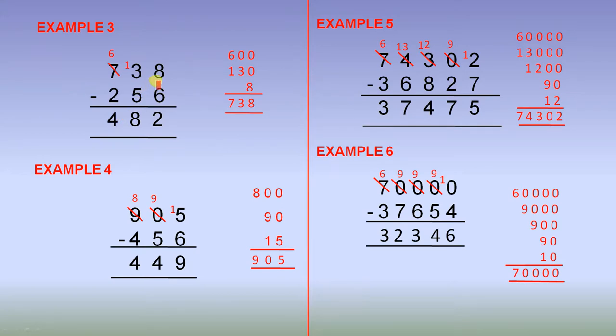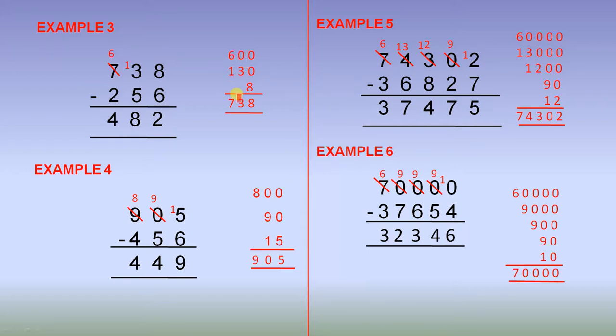Example 3. 8 take away 6 is 2, that works. 3 take away 5 doesn't work, so we trade. So we make that a 1. Now that one is actually taken from there, so that's actually a 100 because it's taken from the third column, see? So we cross off the 7 and make it a 6. 8 take away 6 is 2, 13 take away 5 is 8, 6 take away 2 is 4.